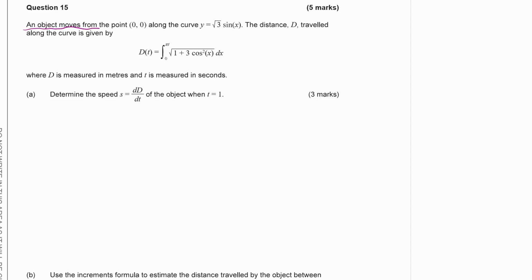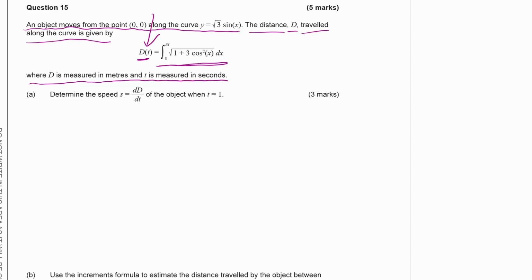An object moves from the point (0, 0) along the curve y equals root 3 sine x. The distance d travelled along the curve is given by d(t) equals the integral from 0 to pi t of the square root of 1 plus 3 cos squared x dx, where d is measured in meters and t is measured in seconds.